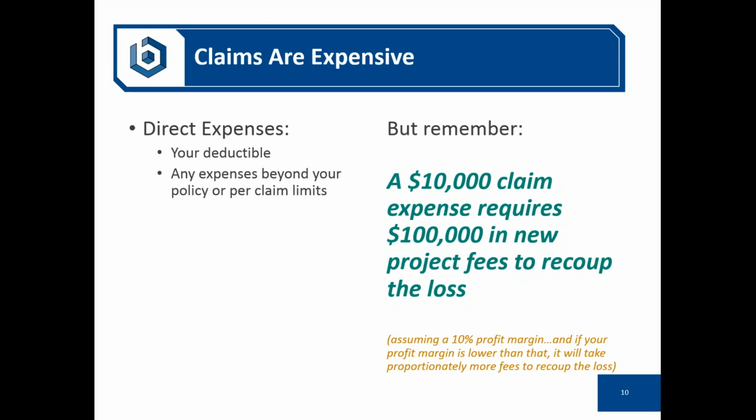So as an example, if you have a $10,000 deductible on your professional liability insurance policy and you're operating at a 10% profit margin in general, that kind of expense will cause you to need $100,000 in new project fees to recoup that loss.